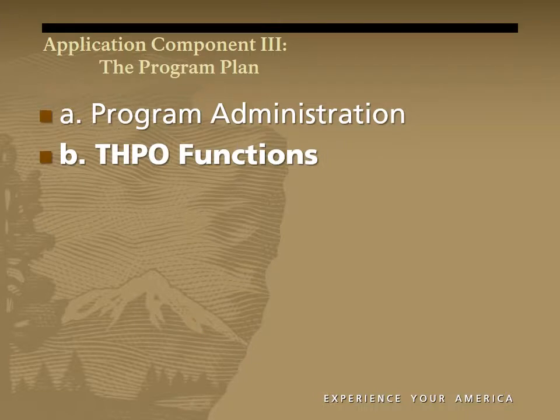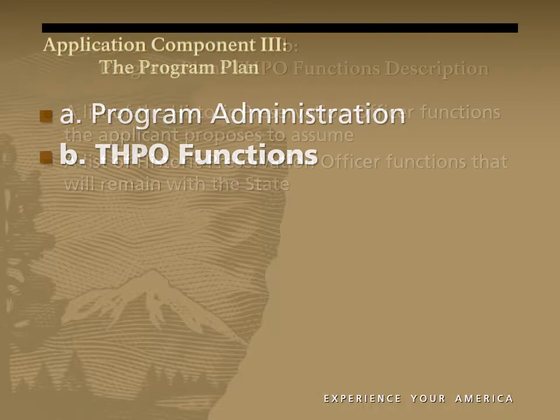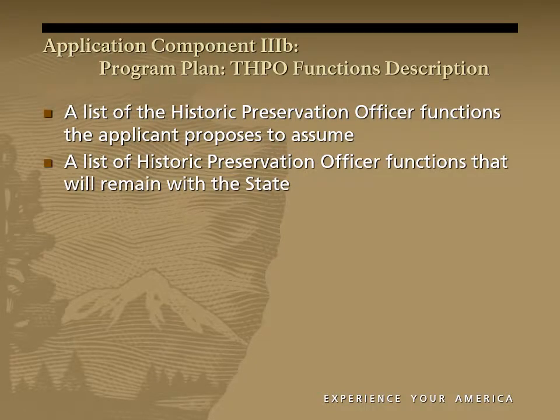The final half of the program plan discusses how historic preservation functions will be carried out by the applicant. In this section, you will detail which historic preservation activities you will take on and how you will perform them. This section requires a clear list of responsibilities taken on and those that will remain with the SHPO.